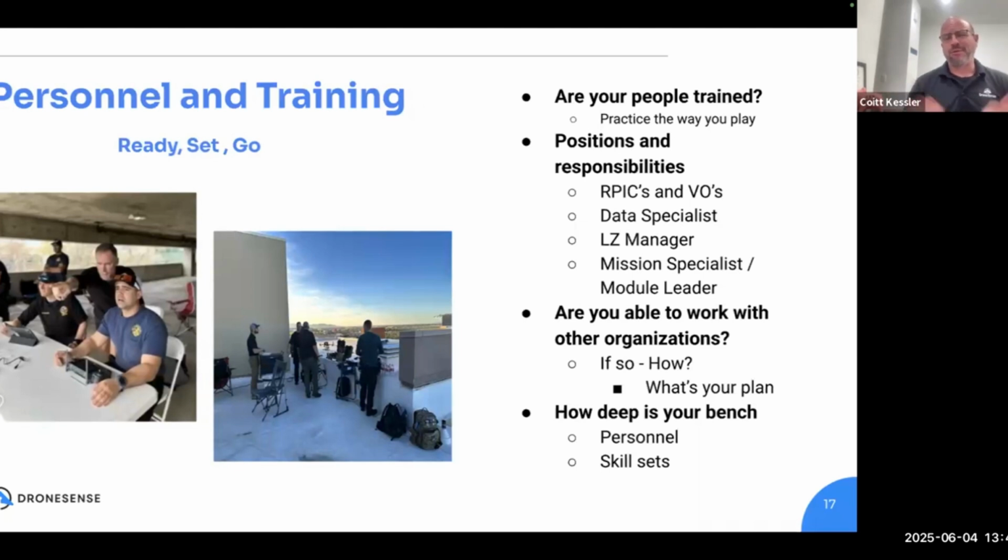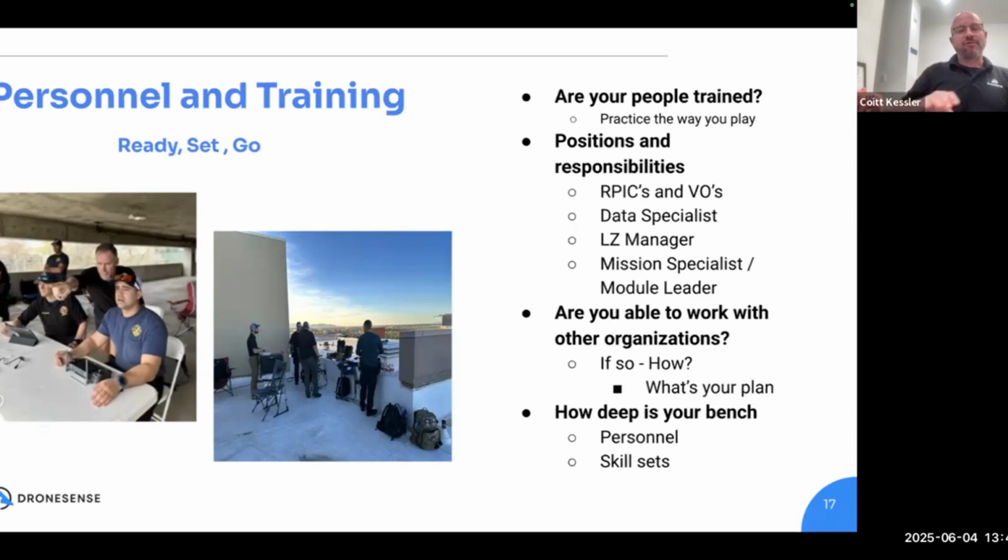A data specialist, you're probably like, I don't even know what that means, Coit. A data specialist is, in my brain, one of the key players on a flight line, right? When you have multiple aircraft flying, you want to be able to take all that information in on one screen and think about that as your person coordinating that airspace. That person is talking with your LZ manager or your mission specialist or module leader, whatever terminology you want to use, that's managing your flight team, the person that's communicating directly back to the command.